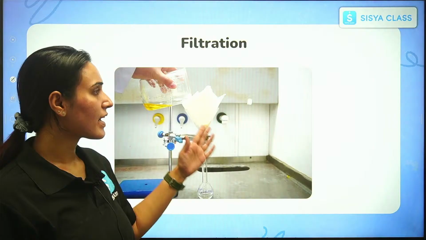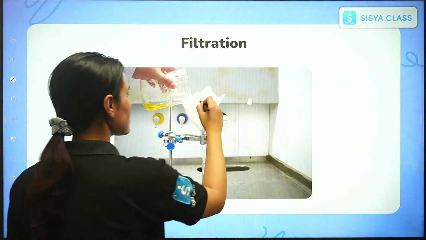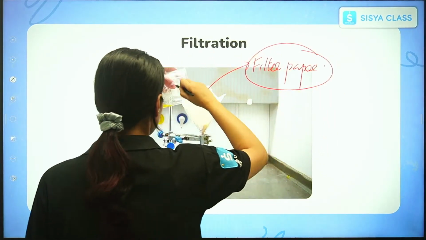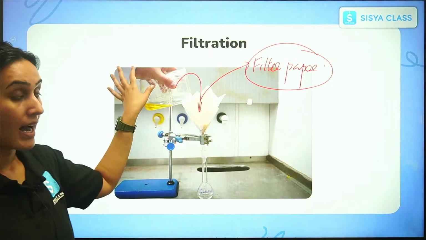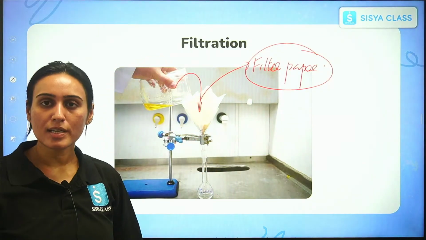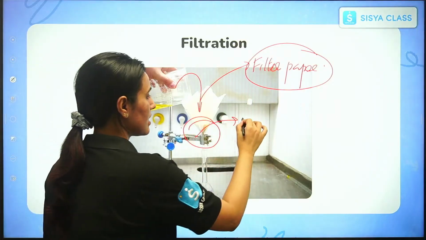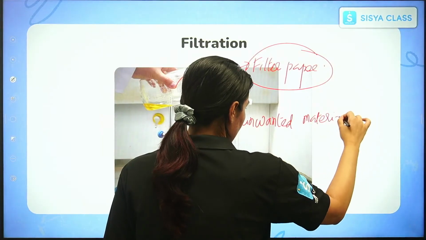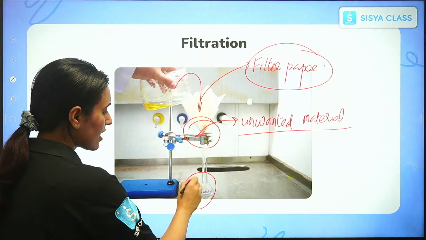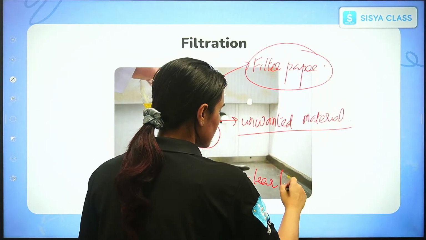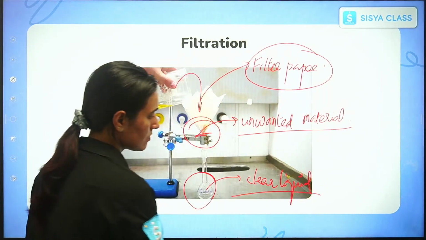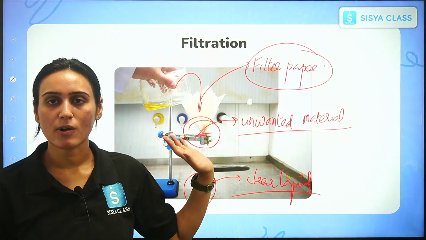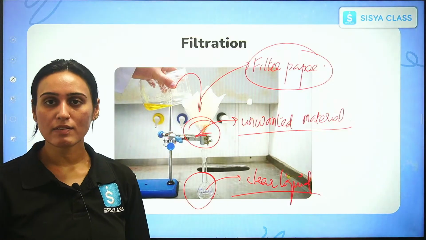So what are we going to do? We are going to take help of filtration. What are we using here? Can you see this filter paper? And we are adding our mixture on the top of this filter paper. So your unwanted material is left behind on the filter paper and only your clear liquid is present below. So your clear liquid is obtained below and your mud, unwanted particles, they are left behind on the filter paper. This is the process we are talking about now, everyone. We are talking about filtration.